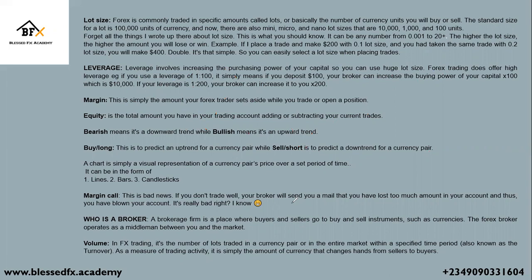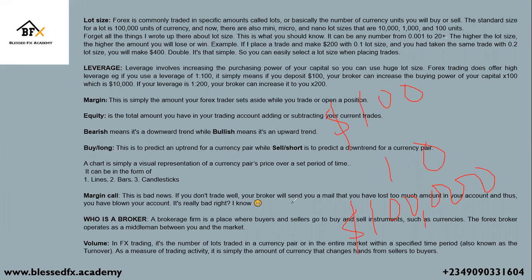So leverage involves increasing the purchasing power of your capital, so you can use huge lot size. Let's say you start with $100. If you don't have the leverage, you will never be able to use 1.0 lot size. Let me tell you why. For you to use 1.0 lot size, you need to have $100,000 in your account as your capital. But what you have is $100. So how do you increase it?